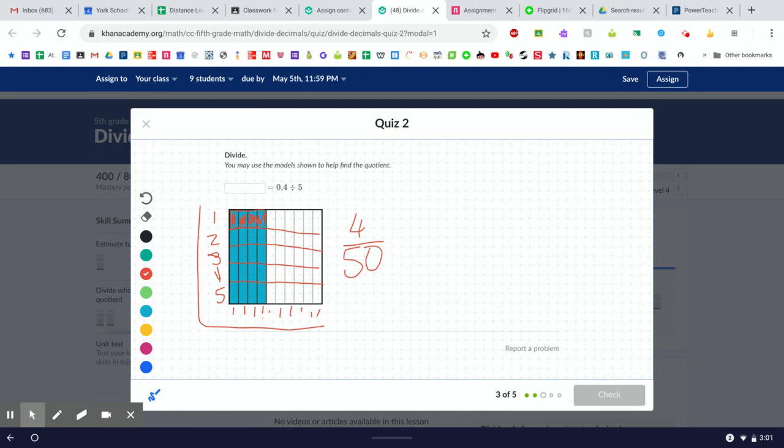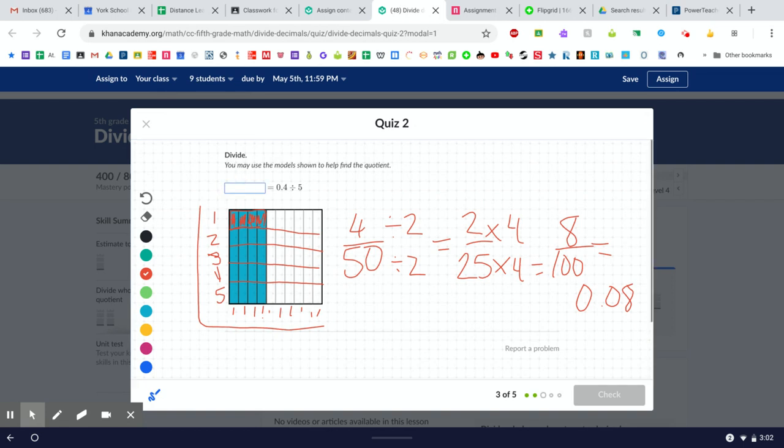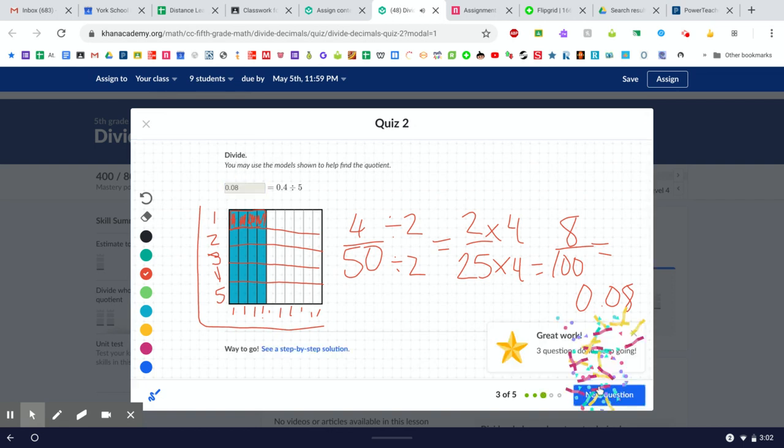4/50ths. But how do I get that into tenths? How do I write that as a decimal? Well, let's see, I could divide both of these numbers by 2. If I did that, then 4 divided by 2 is 2, and 50 cut in half is 25, so 2/25. If I had 2/25, oh, I could make hundredths. Oh, I bet my answer's in the hundredths. What if I did 25 times 4 is 100? Oh, I know. 8/100ths. Now I could write that as 0.08. Let's see if that's the correct answer. 0.08. It is.